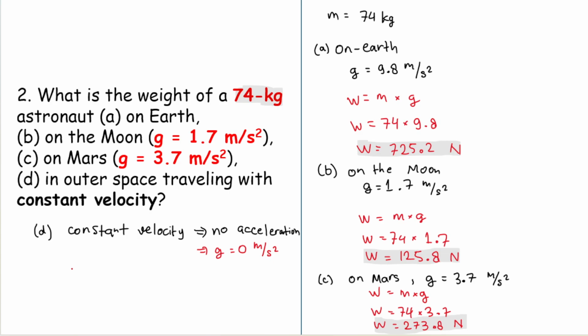From here we can also calculate the weight of the astronaut, which is 74 kilograms. But this time our g is 0 meters per second squared. Remember that the weight is just the mass times gravity, and that will be equal to 0. The unit here will be Newton, and this is the answer for question D.